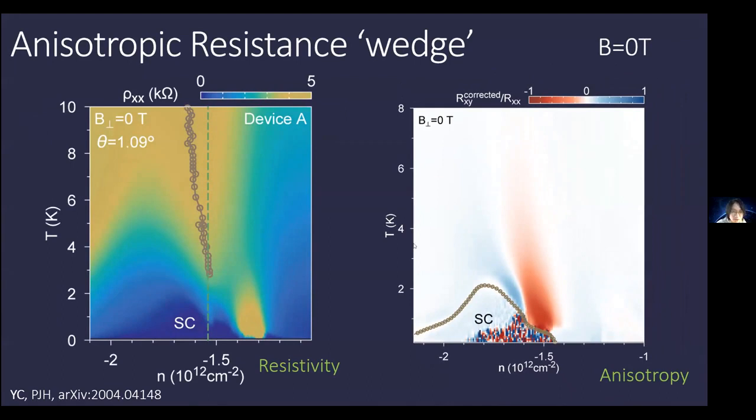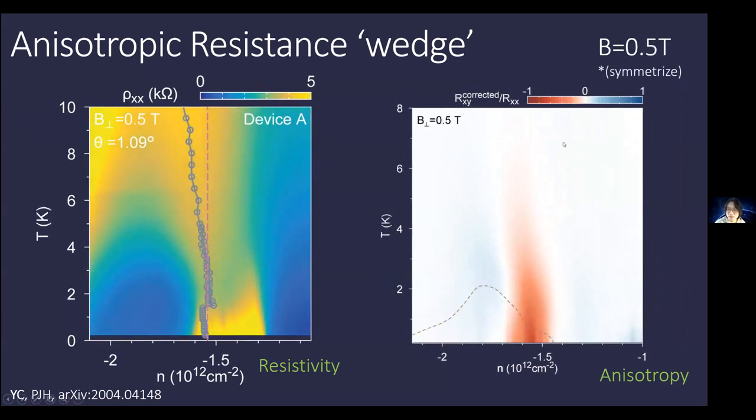So we can compare it to the rho xx, and you can see quite clearly that this resistive feature in RXX corresponds quite nicely, at the same location, with the anisotropic feature. We can also apply a small magnetic field, compared to zero field. At 0.5 Tesla, we can see that the superconductivity is gone, and this anisotropic feature turns insulating. But the anisotropy itself is still visible.